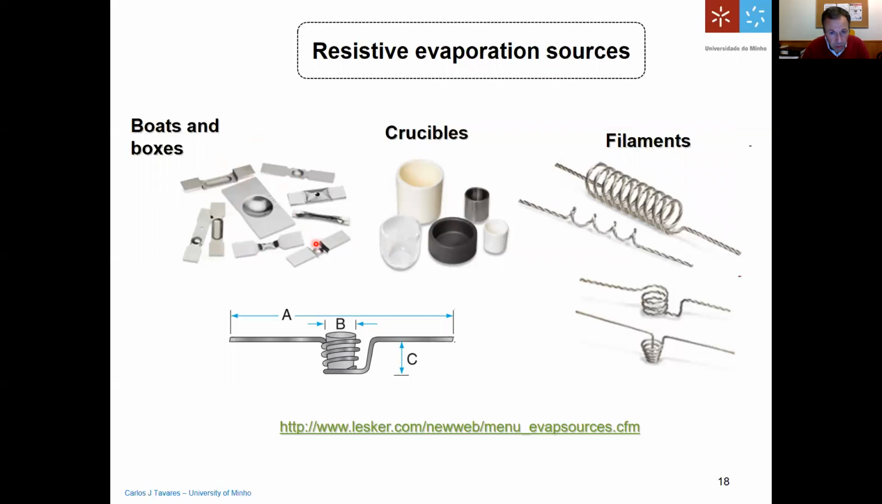If you do not use these boats, you can use crucibles, but then you will need a basket heater. You will need to have, for example, these crucibles that can be made of boron nitride or alumina, or quartz, and you can just put these crucibles here in this filament, like this, okay? And then the current will pass through here. It will heat the crucible, and this thermal energy will go from the crucible to the evaporant material. Eventually, if it's high enough, it will melt the evaporant, and the evaporant will be evaporated, okay?